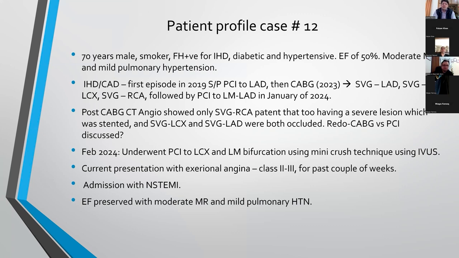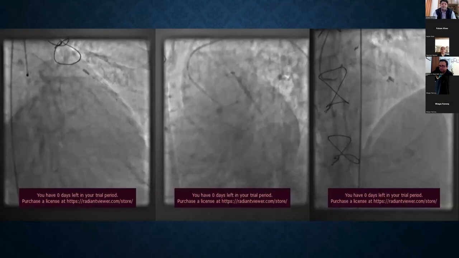Post-CABG CT angio was done, which showed only the SVG to RCA was patent, and that too had a severe lesion, which we stented initially. SVG to circumflex and LAD were both occluded. So the option of redo CABG versus PCI was discussed. In Feb of 2024, he underwent PCI to left circumflex and left main bifurcation using the mini crush technique and IVUS. Current presentation to us was with exertional angina, class 2 to 3, for a couple of weeks, and he was admitted with NSTEMI. EF was preserved as previous, with moderate MR and mild pulmonary hypertension.